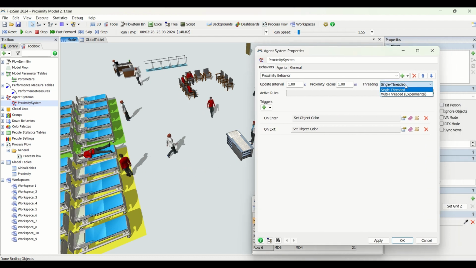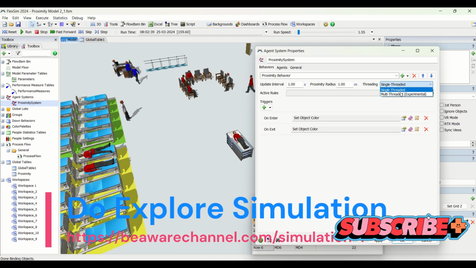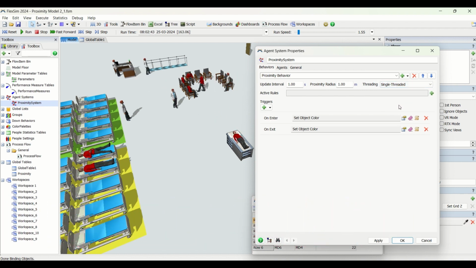Then we have threading here. Single threading is the default used for all. Another is the multi-threaded experiment, which is basically used for experimenting and optimizing purposes. There are different things, but we can use single thread for now.